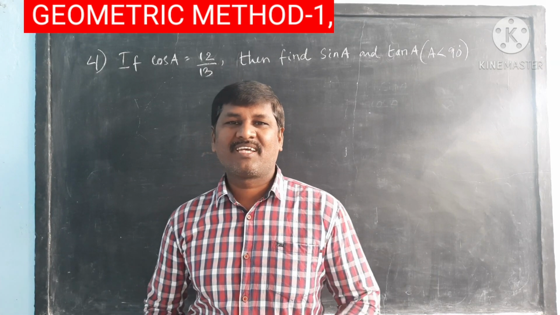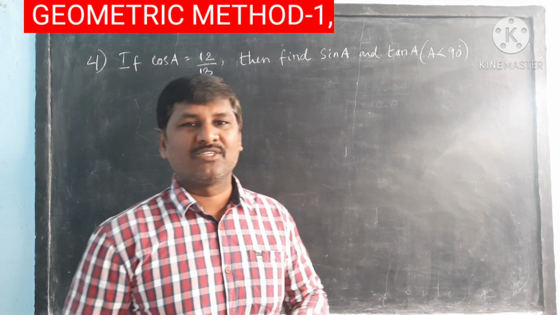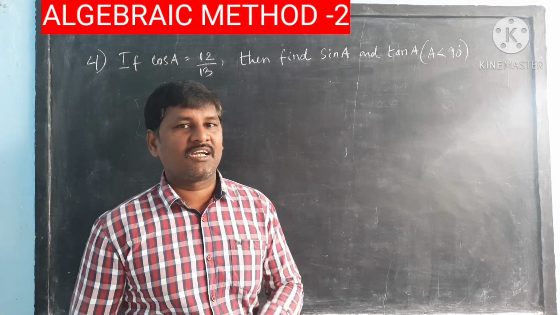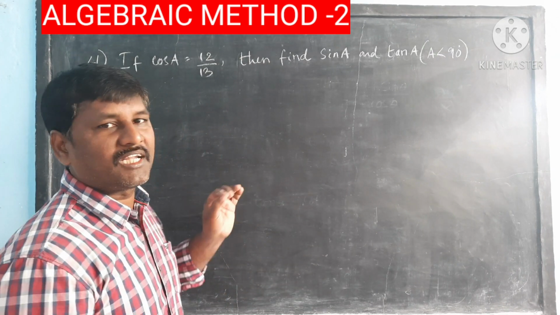Now let us solve the same question in another method, that is by using the trigonometric identities. Before you use trigonometric identities, first let us check the question. What trigonometric ratios are given?